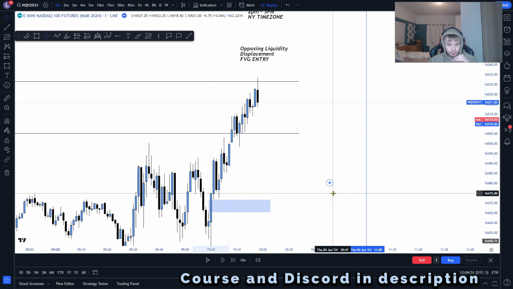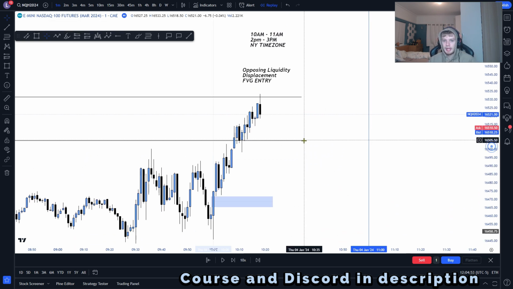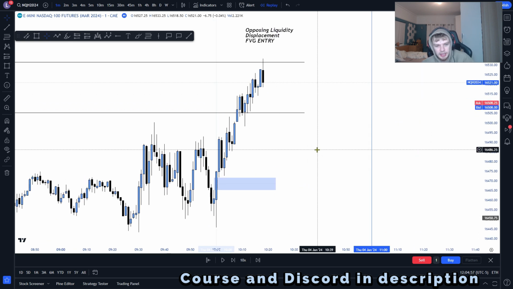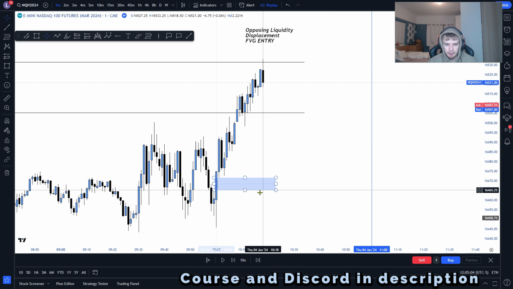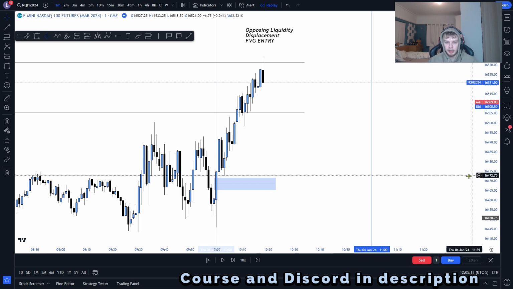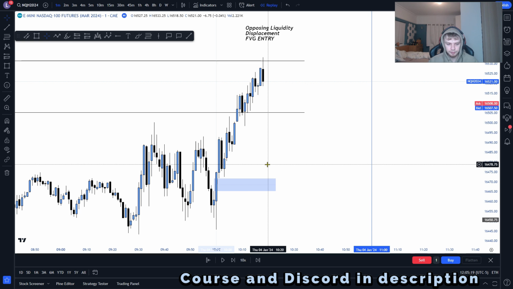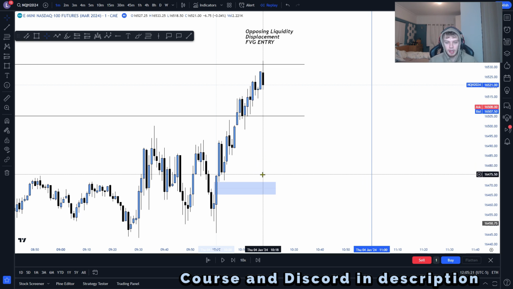Okay, so all you're going to want to remember is these three simple steps. And where most people go wrong is they enter prematurely. They don't wait for the real displacement and the real fair value gap. They see a tiny fair value gap with no displacement, and they like to enter into the trade. Now that is not how you trade. It's not what you want to do. You want to wait for the main fair value gap and only take a trade if there is a lot of displacement.